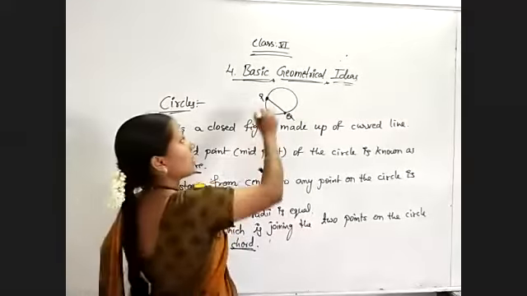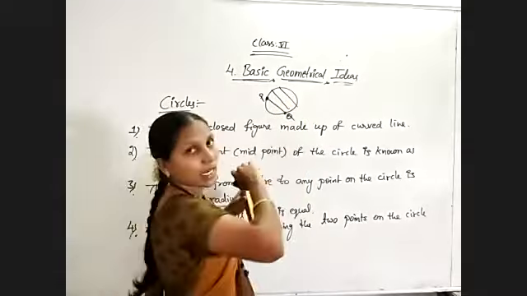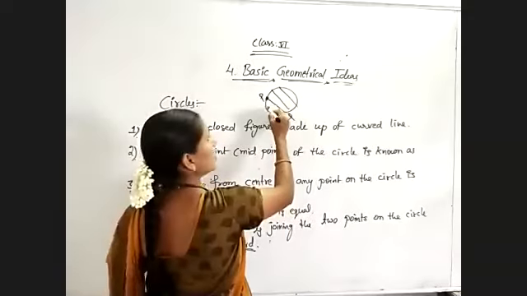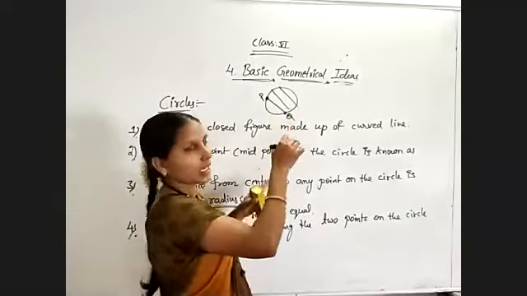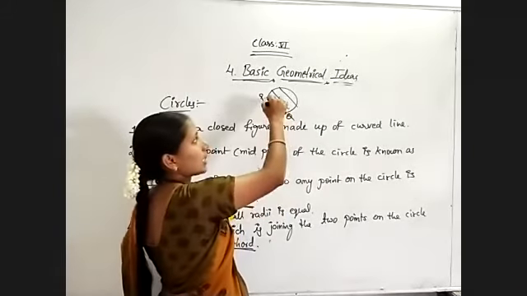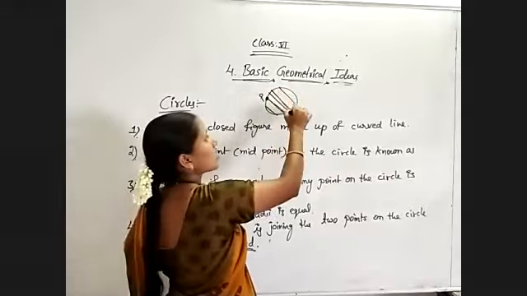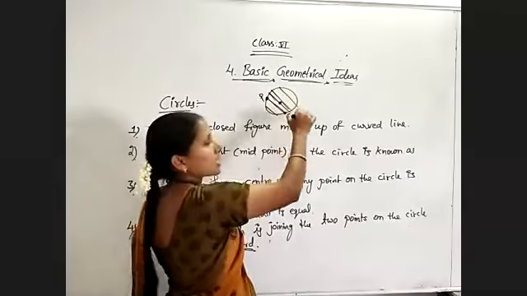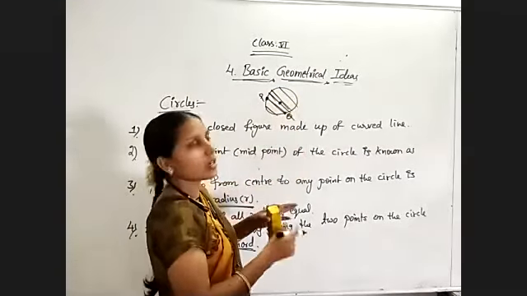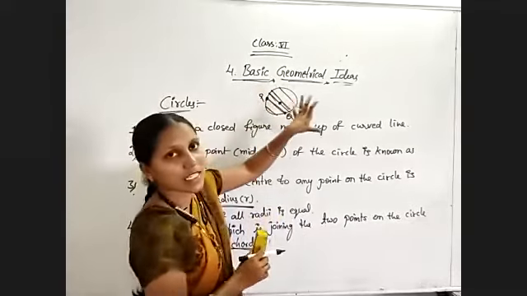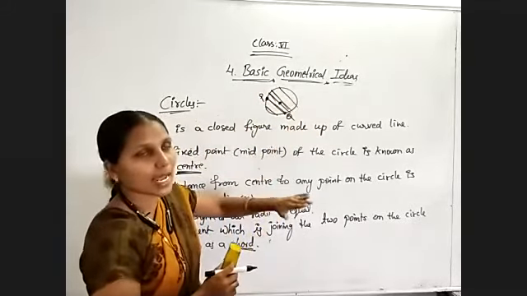Okay. So many chords we can draw in the circle, but these chords have different lengths. See, here I have less length and this one is more and this is somewhat more. In that, the chord which is passing through the center is the longest chord. So that longest chord, the chord which is passing through the center, is known as the diameter.